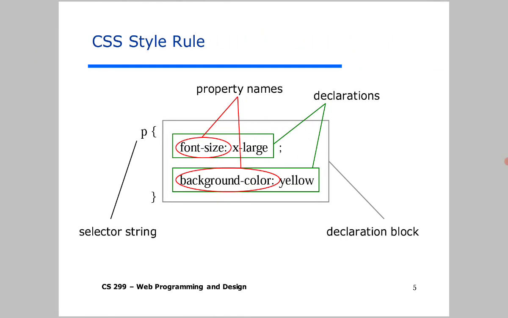So this is the syntax of a CSS style rule. Font-size: x-large; background-color: yellow. Font-size and background-color are called property names, whereas x-large and yellow are the values. P means it is a paragraph tag, it is the selector string, and the braces form the declaration block.